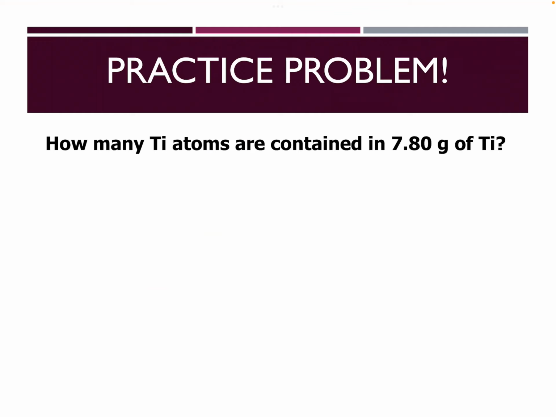Alrighty, I want you to go ahead and do this practice problem. This says how many titanium atoms are contained in 7.80 grams of titanium. Okay, so this is very similar to our last problem, except we're using titanium instead of gold. Go ahead, pause here, try this out, and come back when you're ready to see the answer.